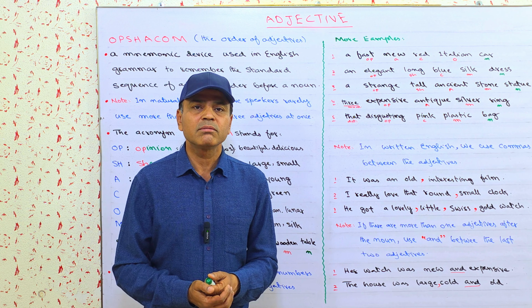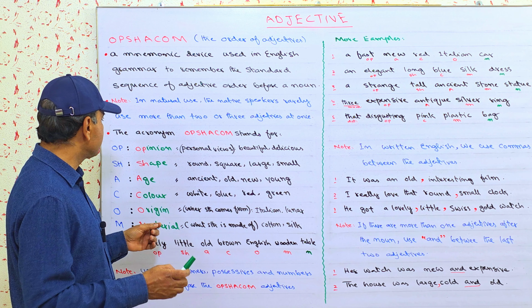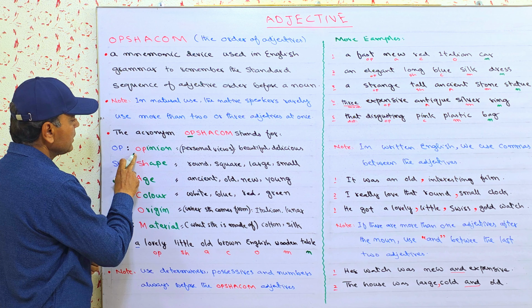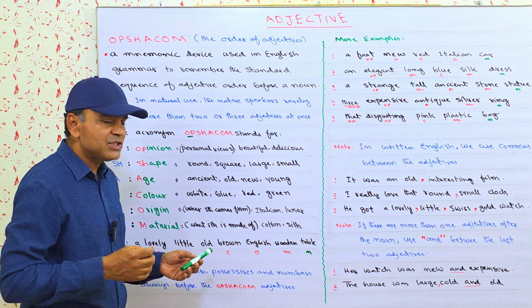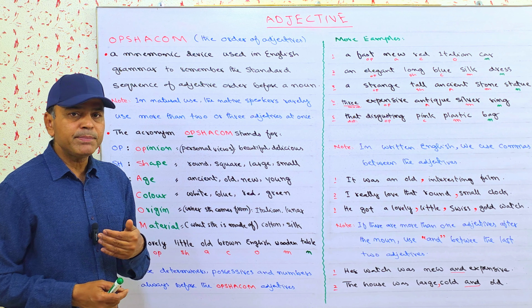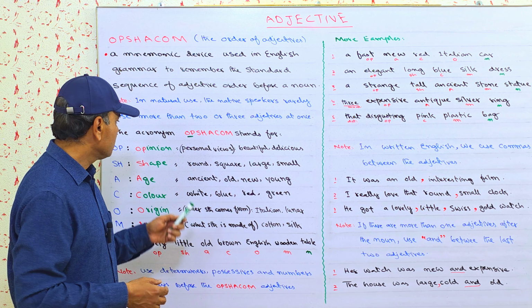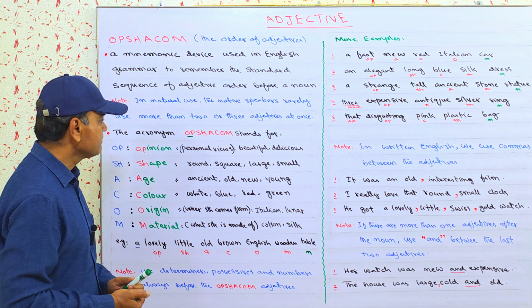So what does the acronym OPSHACOM stand for? First of all, let's break it down. The OP of OPSHACOM stands for opinion, means personal views, the adjectives that tell our personal opinion about a noun. So they will be placed first. Personal views like beautiful, delicious, ugly, wonderful. These types of adjectives are always placed in the beginning.